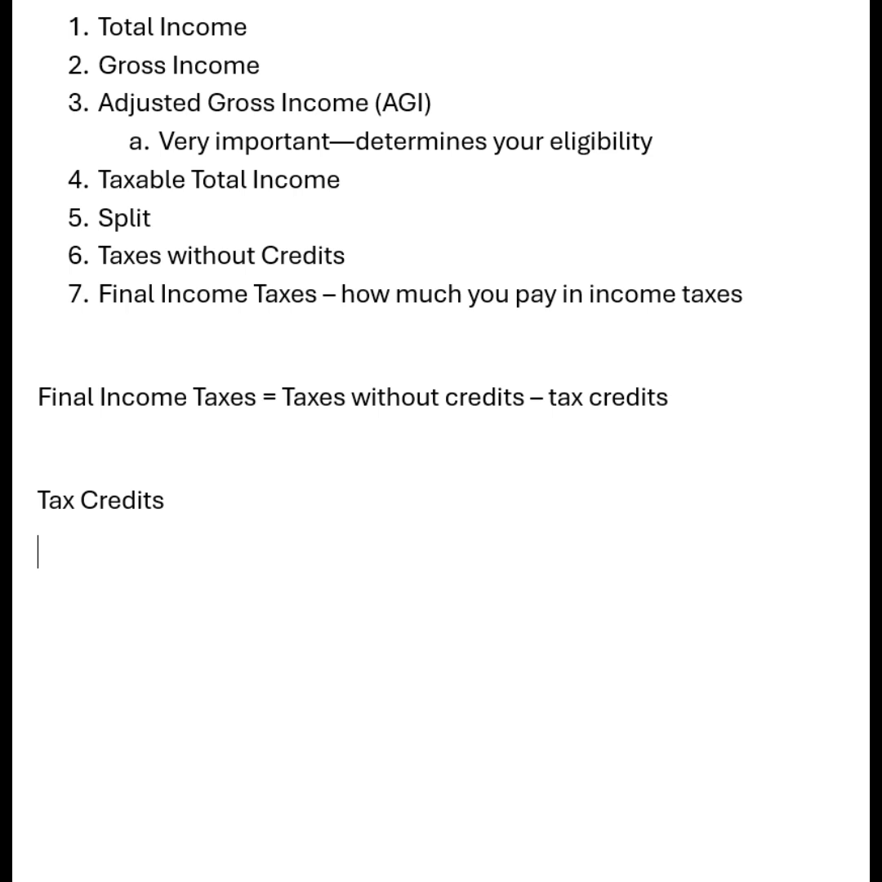But I'm going to make note of one specifically that a lot of people are eligible for, and that is the child tax credit. The child tax credit gives you a $2,000 credit per child for those that are 16 and under. So for example, I have two kids, one age 6, one age 8. That means I'm eligible for $4,000 in tax credits.